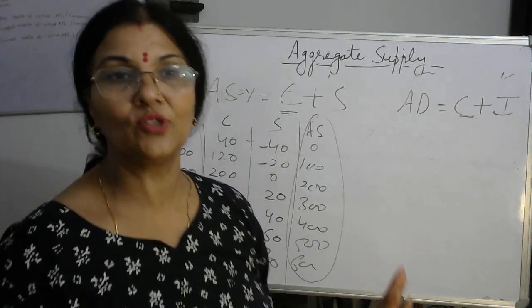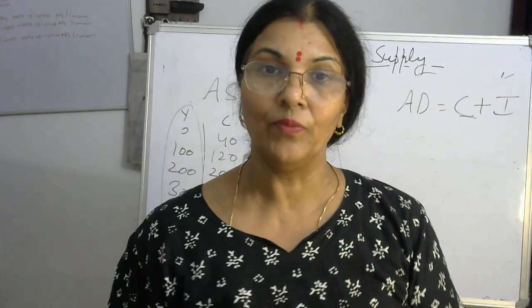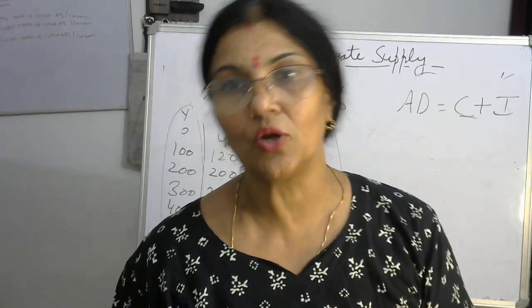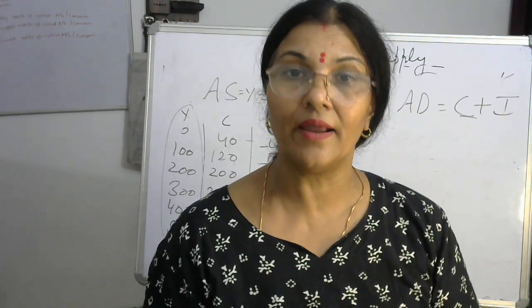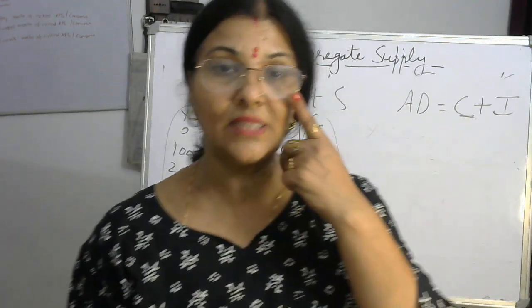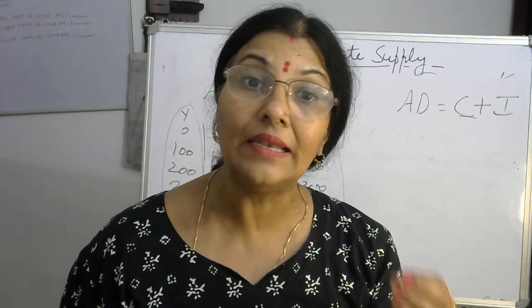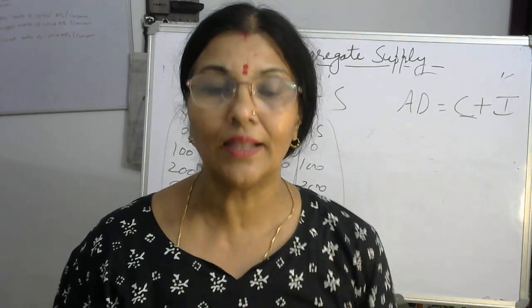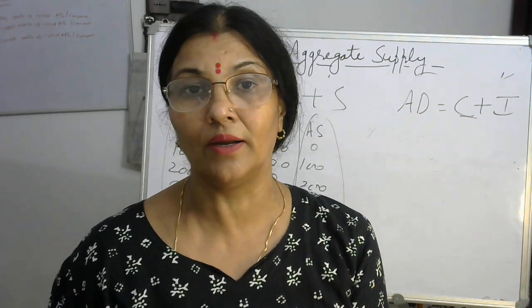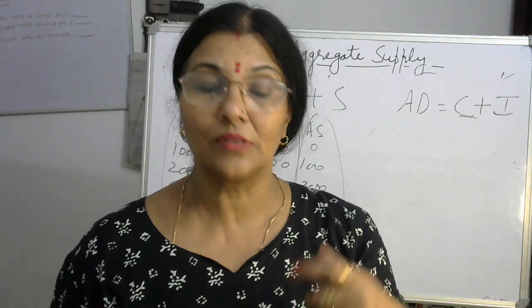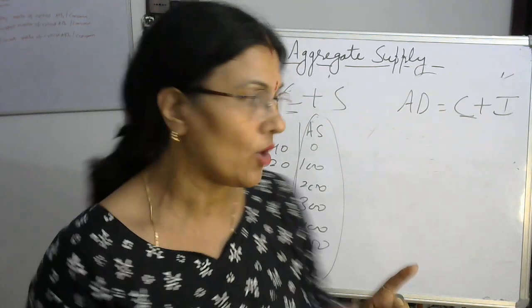What are the two components of AS? That is C plus S. AS is equal to income, and income is either consumed or it is saved. So the two components of AS are consumption and saving, right? And what is the meaning of AS? That refers to the money value of all final goods and services, a very important term, which all the producers are willing, very important word again, are willing and planning to supply in the market, in an economy during a period of time.